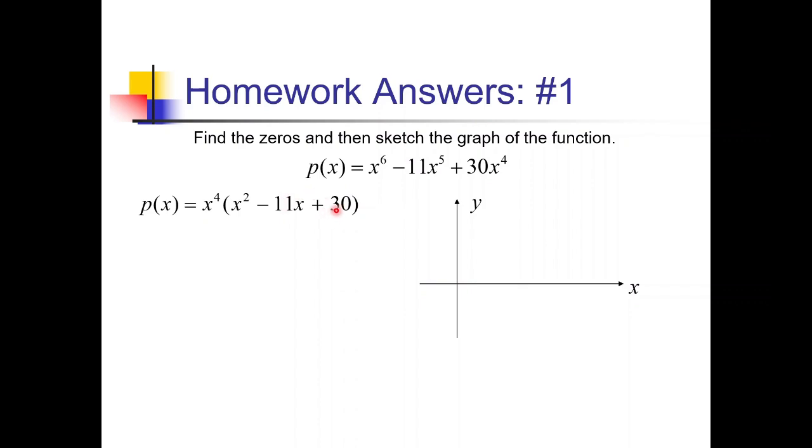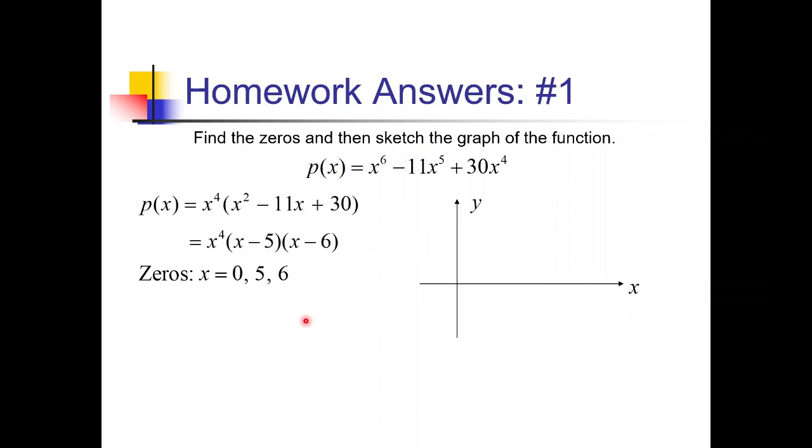We got 1 and 30, 2 and 15, none of that's working. 3 and 10 doesn't work. 5 and 6, that works if they're both negative. So I've got the x to the fourth, I've got x minus 5 and x minus 6. Setting each of these equal to 0 and solving, we have x equals 0 for that x to the fourth, and then 5, and then 6. I'll put all this on the graph after I've done my analysis here.